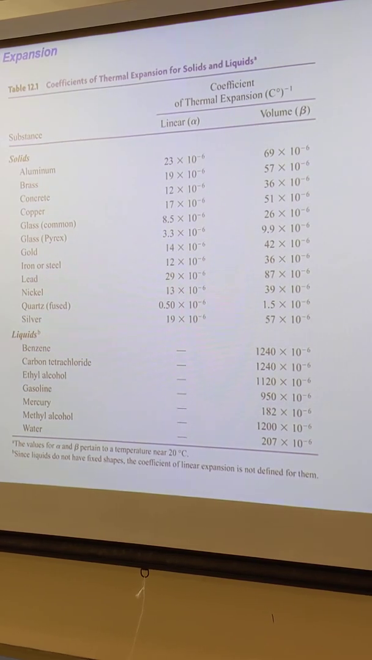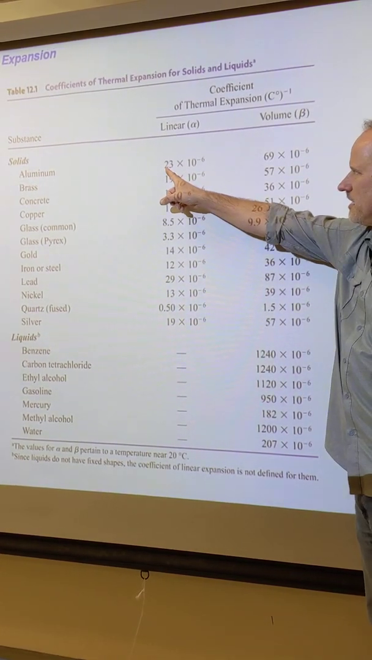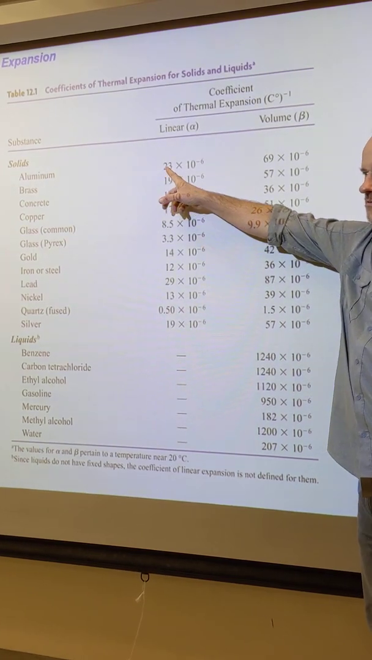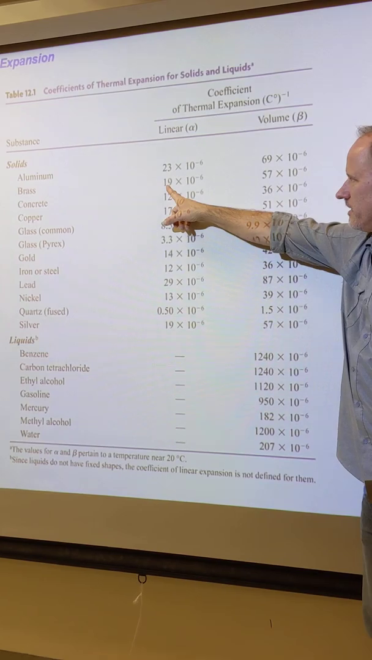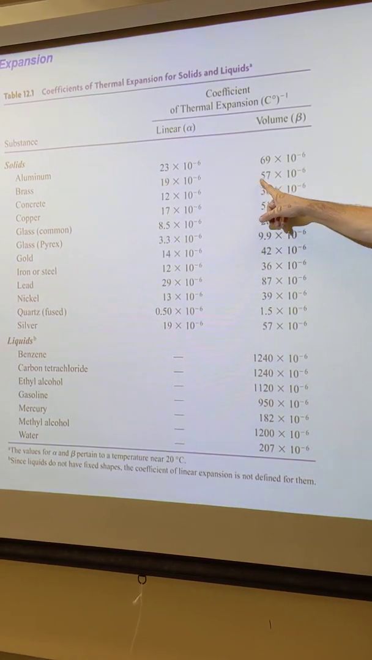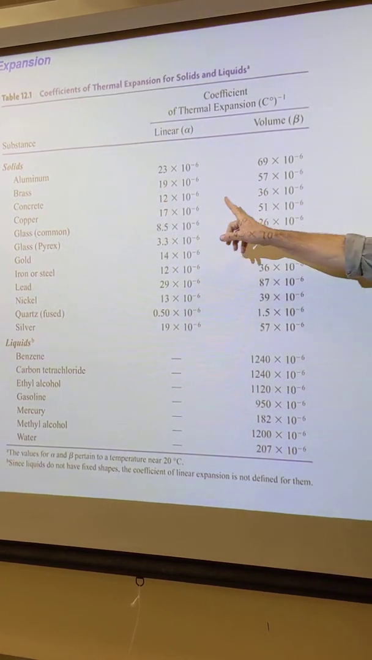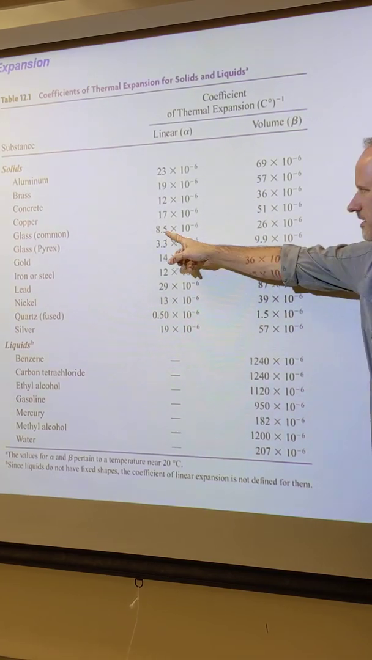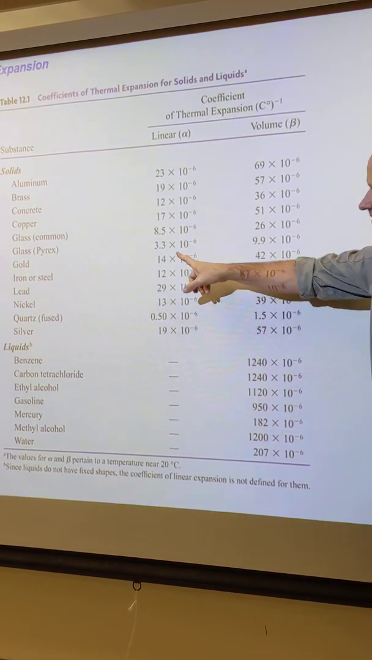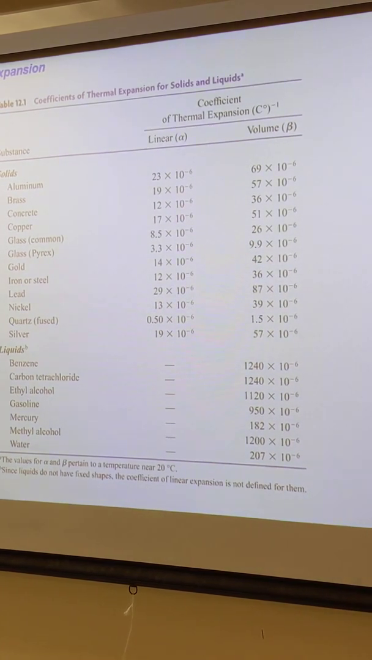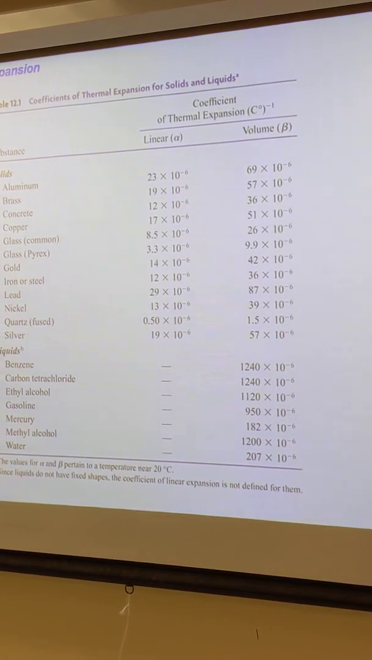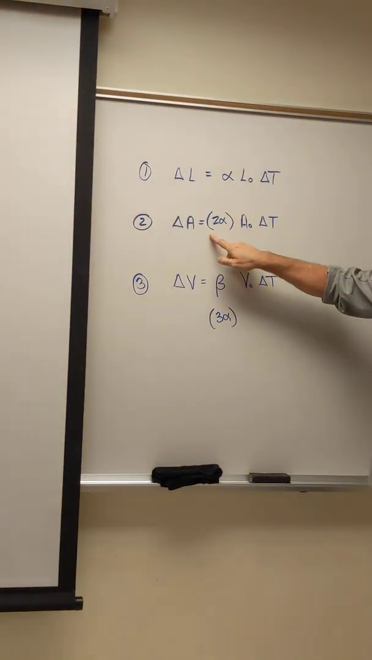Because take a look. What is 3 times 23? What is 3 times 19? 3 times that, almost 26, right? 3 times that.